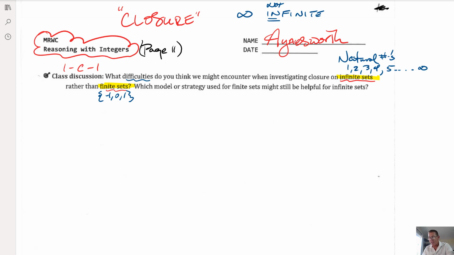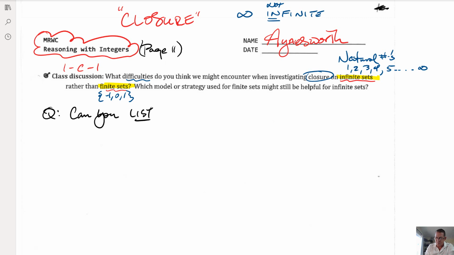Okay, so let's go back to the main question here: what difficulties do you think we might encounter when investigating closure on infinite sets? Again, we're talking about closure here. Now the first thing that we did back when we first started discussing this is, if I asked if a set was closed under any operation, whether it's multiplication, addition, subtraction, squaring, it doesn't matter what it is, the first thing I said we need to do is list out all possibilities. The question is can you list all possibilities of an infinite set?